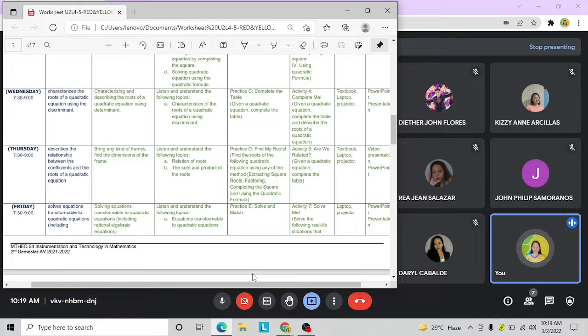And for the assessment, activity 6, Are We Related? Given an equation, complete the table. And for the ICT integration, for hardware, we have textbook, laptop, and projector. And for the software, we have video presentation and PowerPoint presentation.